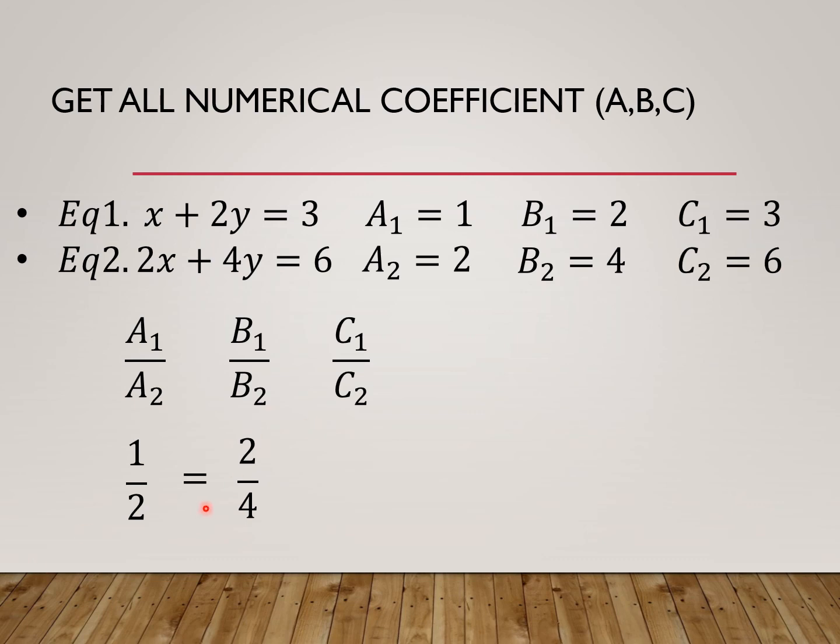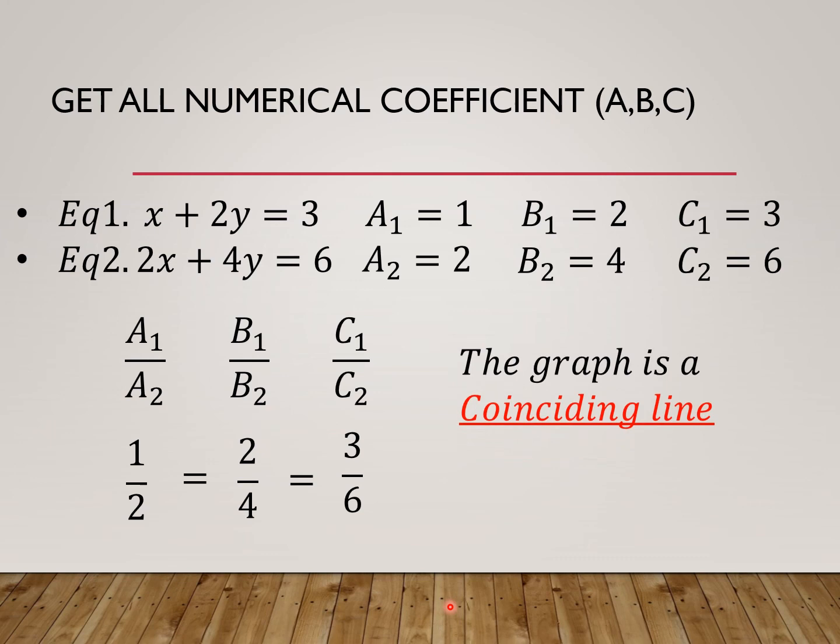Since they are equal, titingnan naman po natin ito. Kailangan natin alamin itong C sub 1 over C sub 2. So, C sub 1 is 3, C sub 2 is 6, so 3 over 6. Is 2 over 4 equal to 3 over 6? Very good. They are equal because 3 over 6 is also 1/2. So, since they are all equal, then the graph is coinciding line.